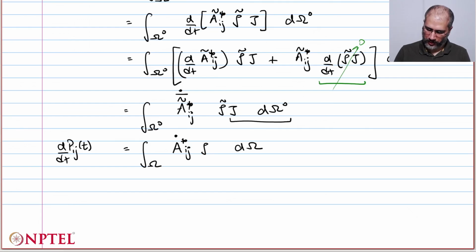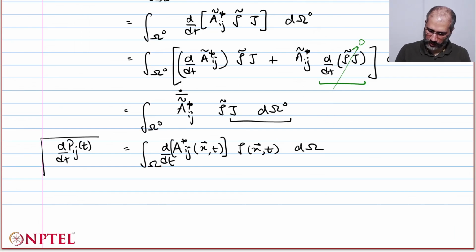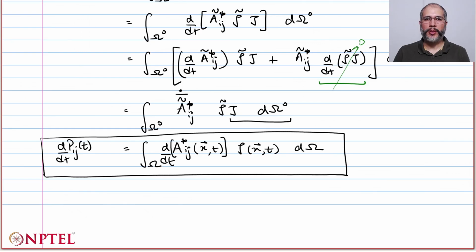So we'll write this explicitly in terms of the functional dependence. This is small x and t, times rho, which is also a function of small x and t, times d omega. Let's write d by dt of the quantity here. So let's box this. And this is how we express the material derivative when quantities are written per unit mass. So basically what we notice is that this d by dt here simply goes into the A star quantity.